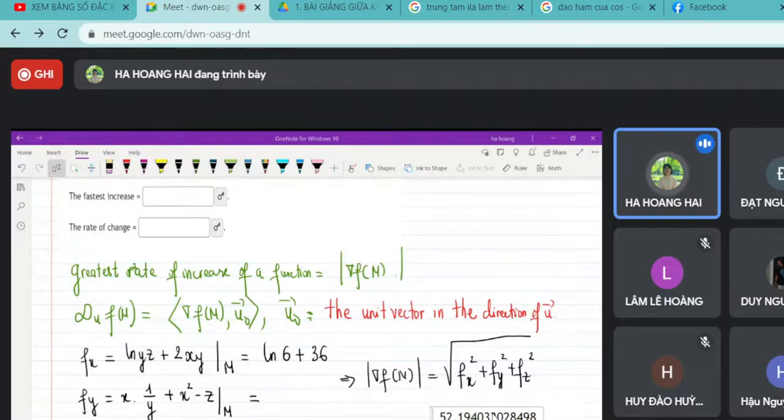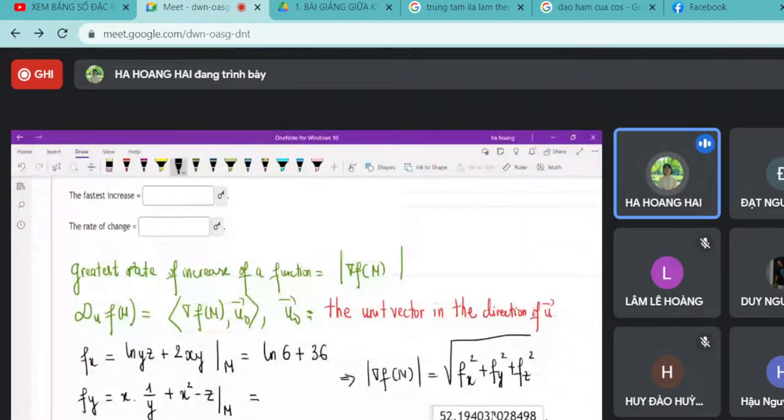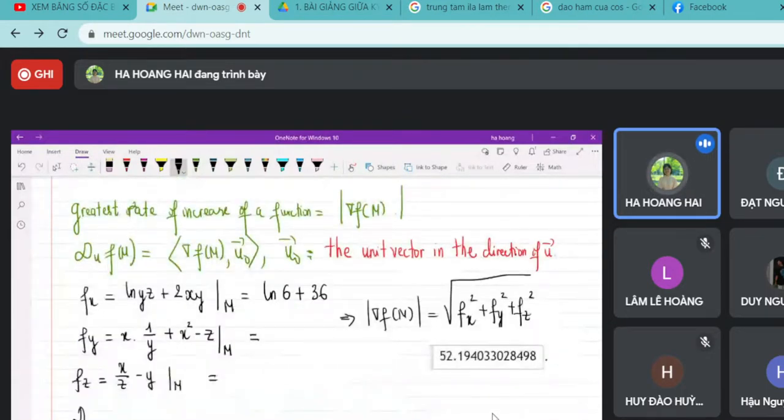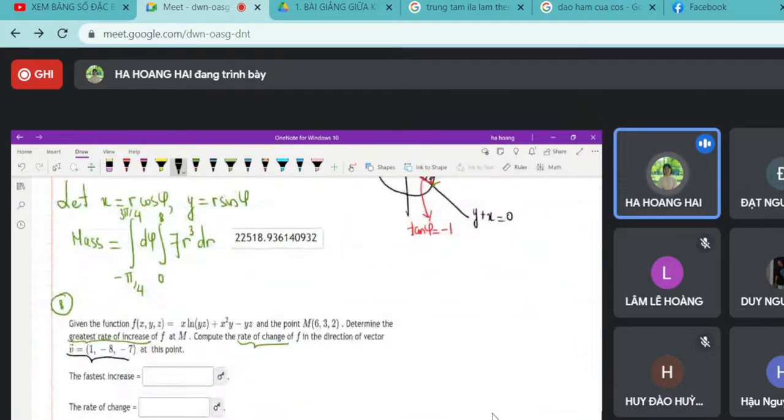And the next question, okay, in order to find the next question, because we already have the gradient vector and vector u0, we have the vector direction here. So it means that the directional derivative in the direction of v of f at this point is equal to the dot product between the gradient of f at m and vector v0, where vector v0 we find by taking the unit vector, right?